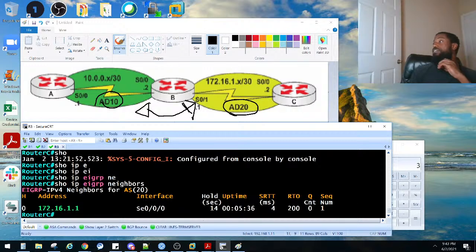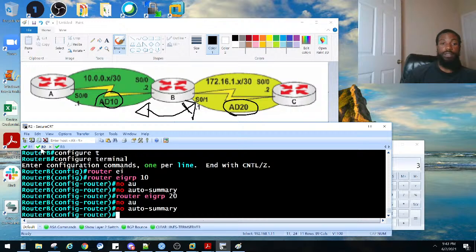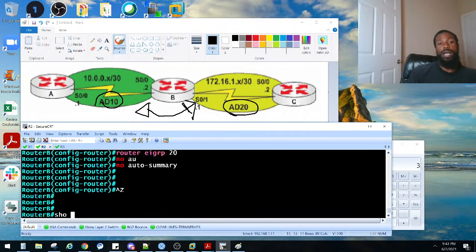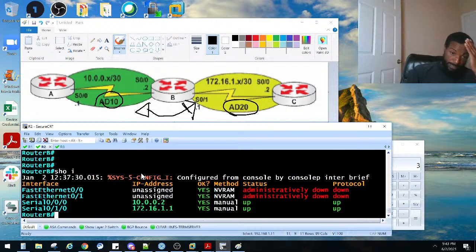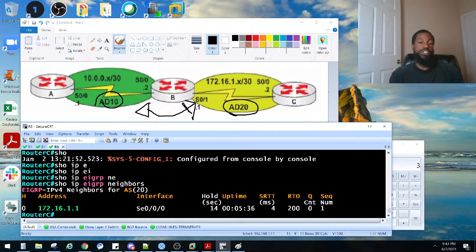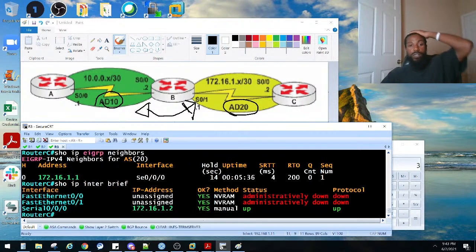Did you configure the interface for 172? On what router? On router B? Let's see. I'm sure I did because it wouldn't have come up. Show IP interface brief. There's the interfaces. 172.16.1.1. The other one should be 1.2, right? Show IP interface brief. He's 1.2.